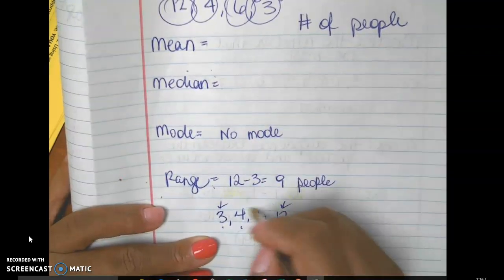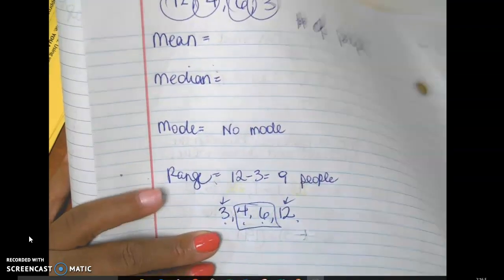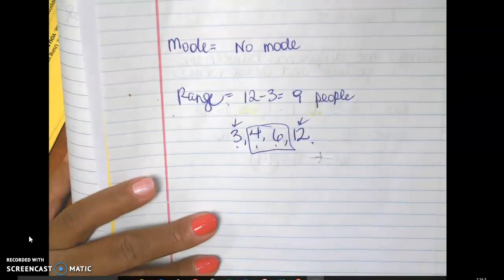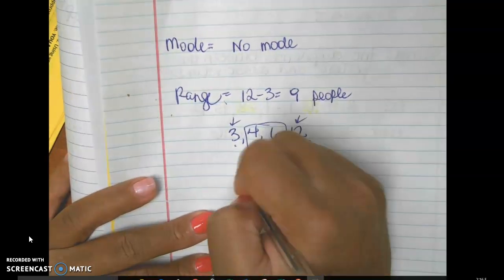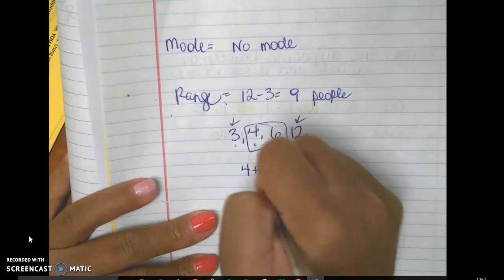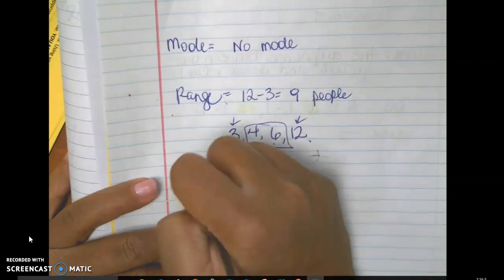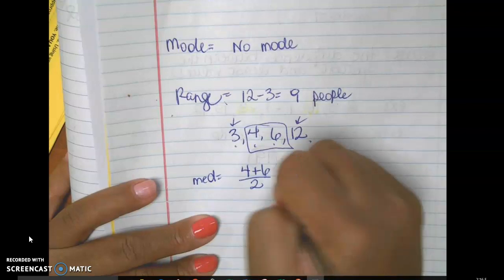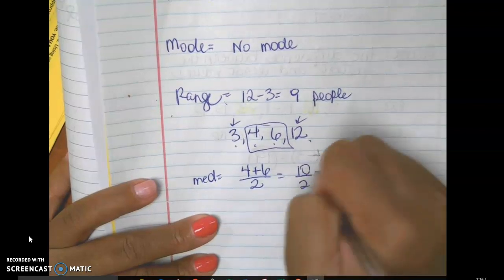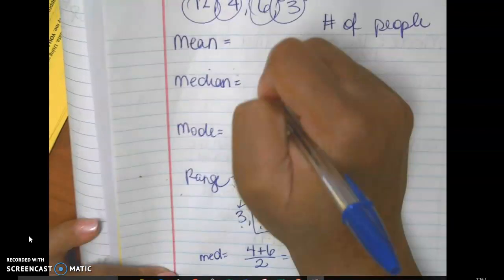Median, who's in the middle? Okay, who's in between 4 and 6? 5. How can I have gotten that? Add 4 plus 6, divide by 2. 4 plus 6 is 10, divided by 2 is 5.